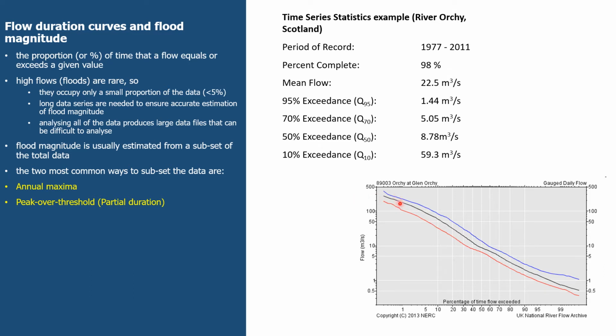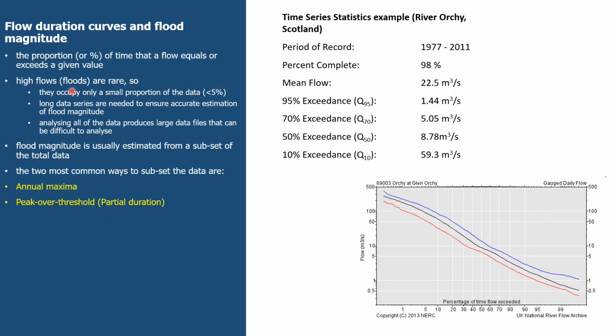1% of the time is maybe not the highest, most dangerous floods. If we go to 0.5% of the time, we could then estimate a flood flow for 0.5% of closer to 300 cubic meters a second. So it's this left-hand edge of the flow duration curve that we're most interested in.